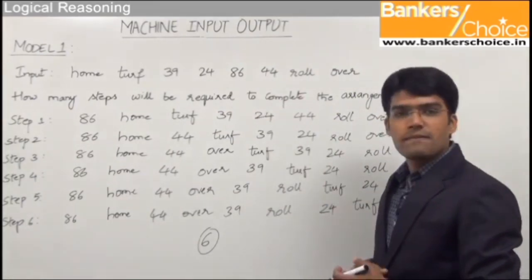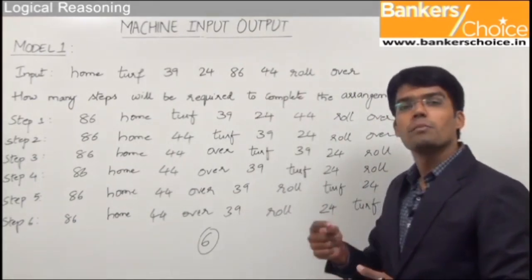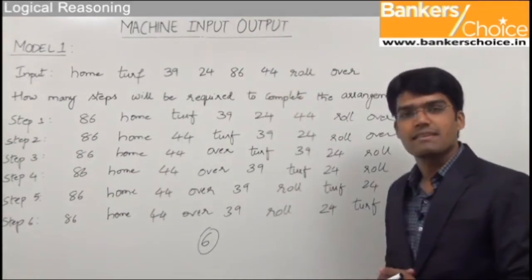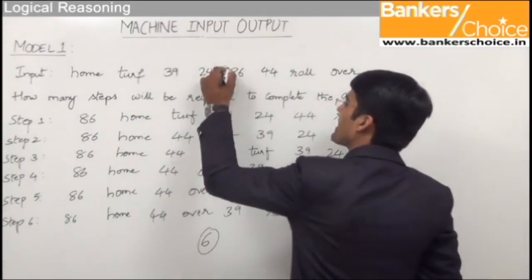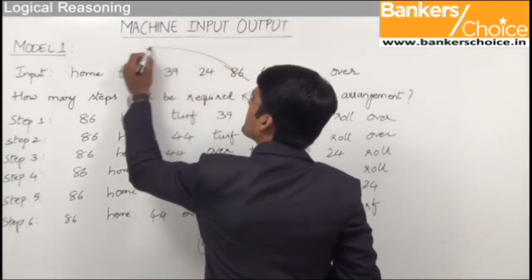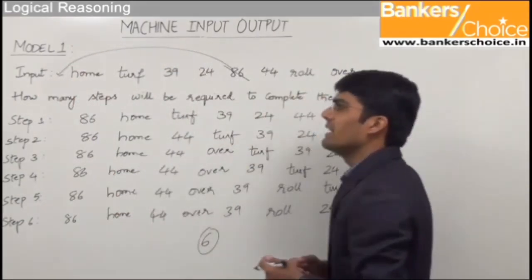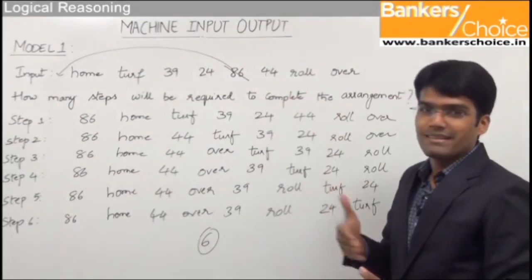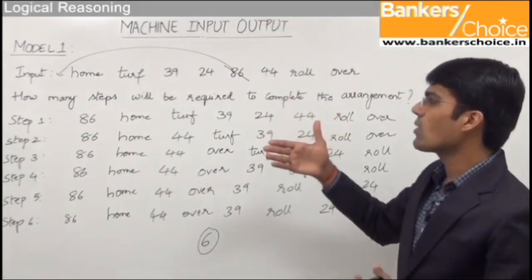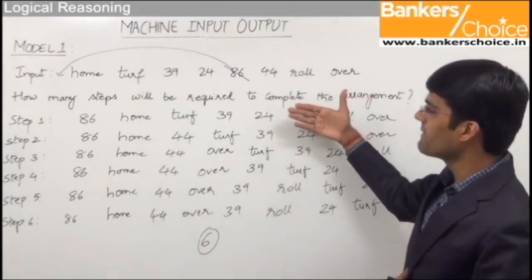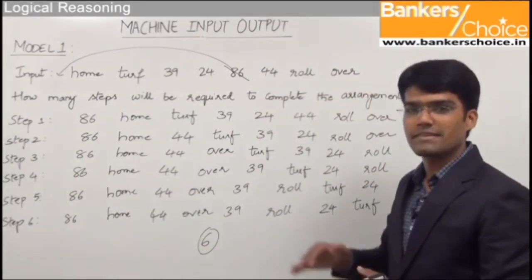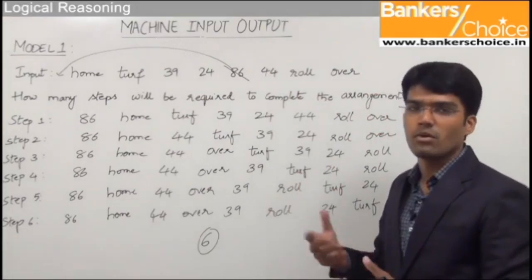We know that the first position in the output should be occupied by a number, and that number should be 86, as it is the highest number. So just strike off 86 and let us put an arrow indicating that it comes before home. After moving 86 to the first place, step 1 appears as 86, home, turf, 39, 24, 44, roll, over. We are not writing the step, we are just trying to understand the same thing orally.